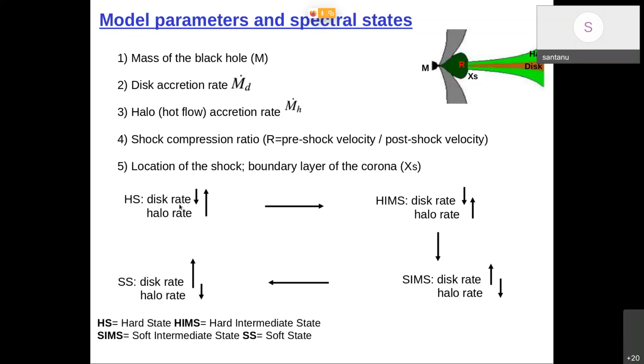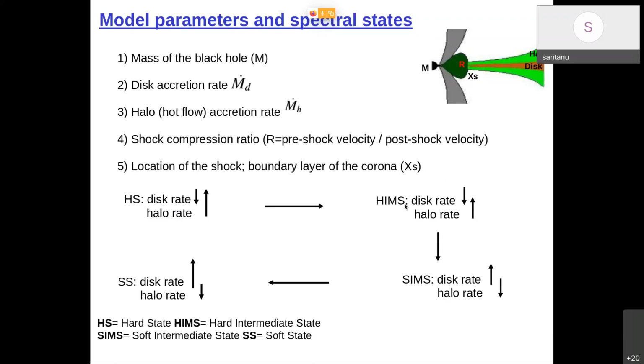So what happens when the outburst starts? When I am talking about the rising phase, it means the outburst starts. In the rising phase, the disk rate is low but the halo rate is high. The halo rate is basically the hot flow. So the hot flow rate is high, the corona size is bigger, so its temperature is also high. So it can upscatter the soft photons and they become hard. Then it moves to the intermediate state.